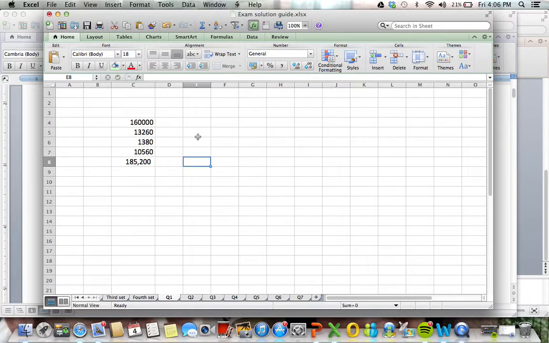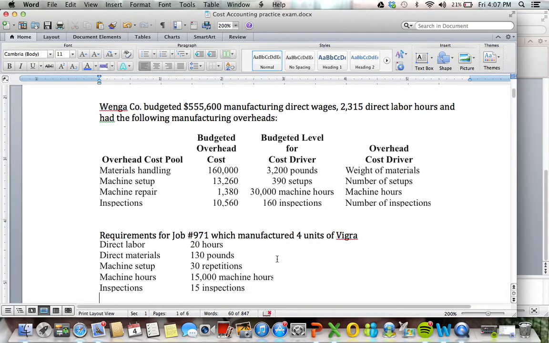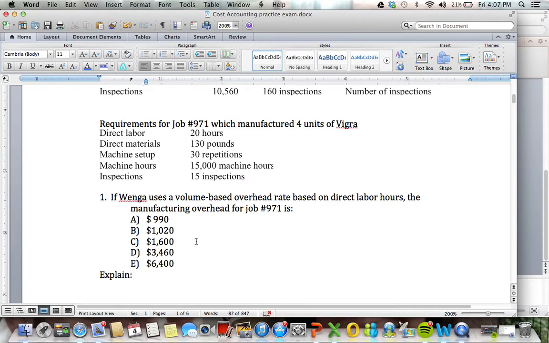It said 20 hours, right? And the total hours for the entire project was 2315 hours. So to allocate it based on the volume-based allocation based on direct labor hours, all we do is 20 divided by 2315, and this number we multiply by the total overhead. So we have 1600 of allocation. And the answer is going to be C, 1600.